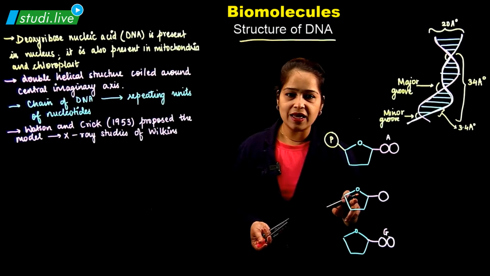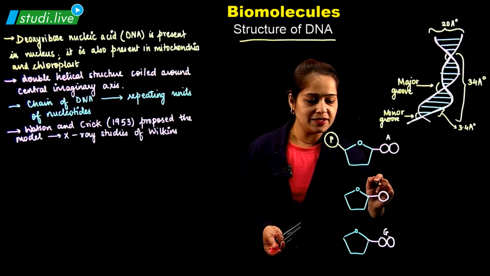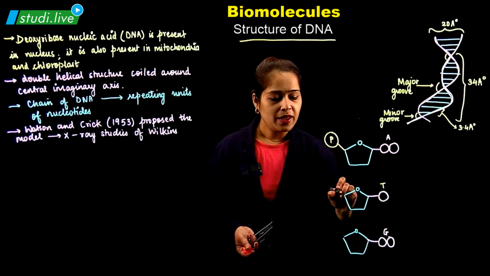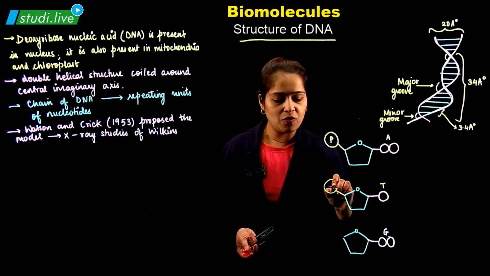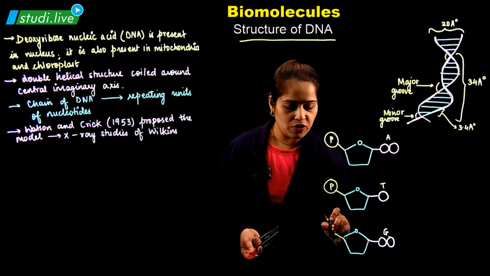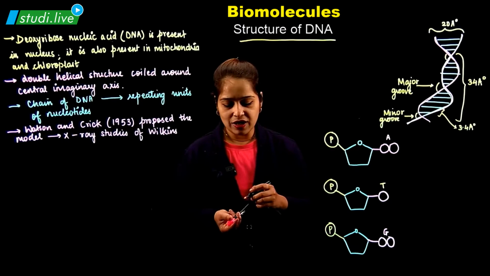Similarly again we have a sugar, to whose first carbon a nitrogen base is attached, where the pyrimidine can be thymine or cytosine, and to the fifth carbon we have a phosphate group. Similarly over here also, to this sugar's fifth carbon we have a phosphate group. So these are three nucleotides.